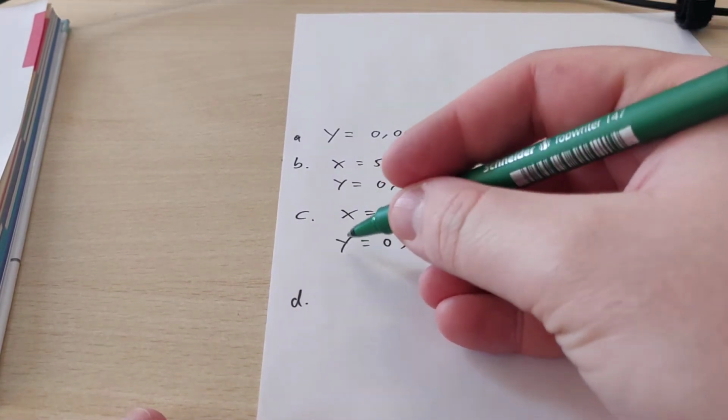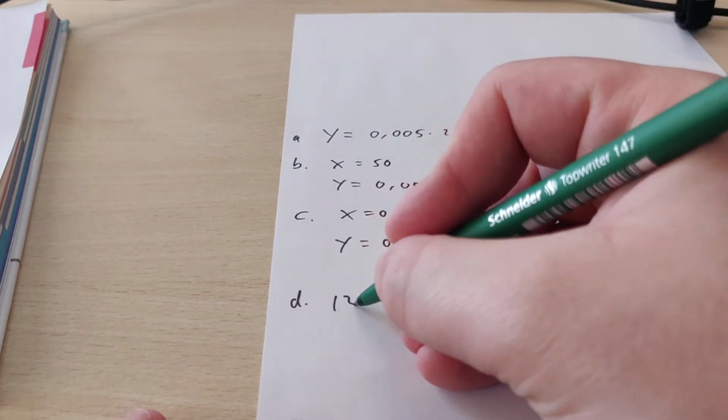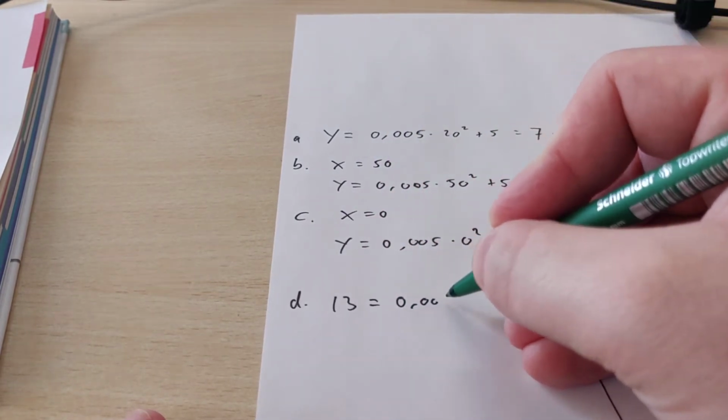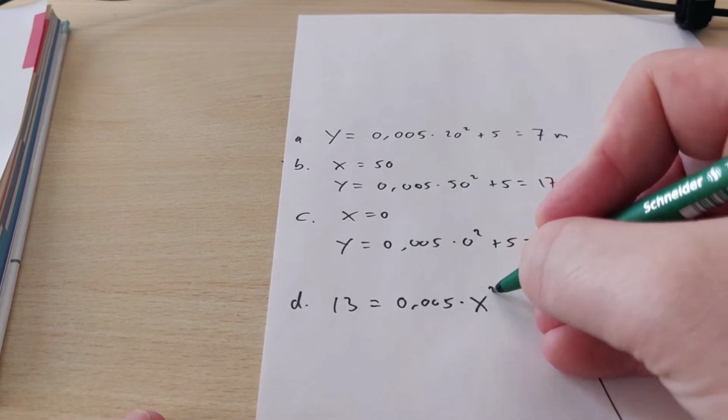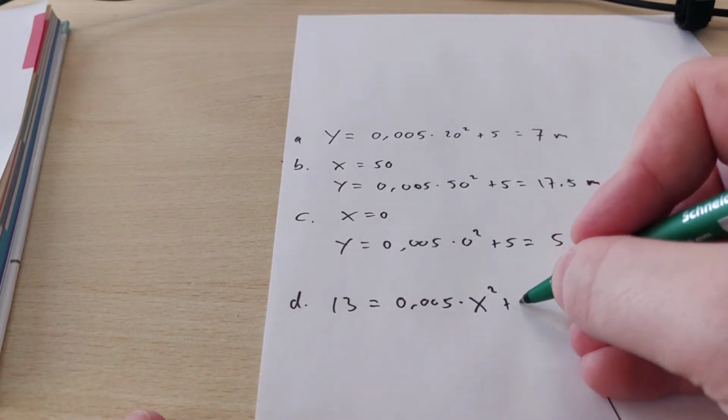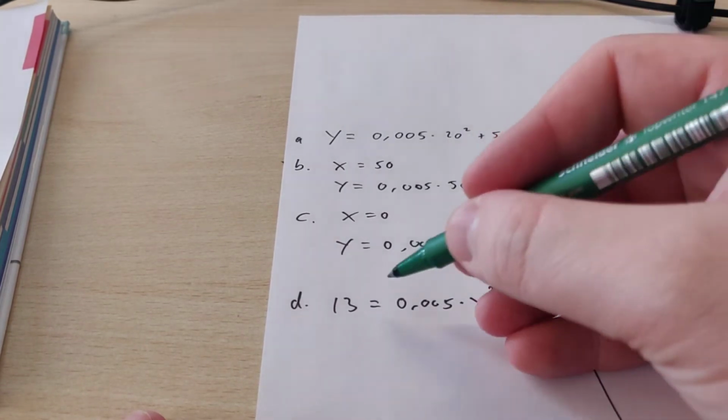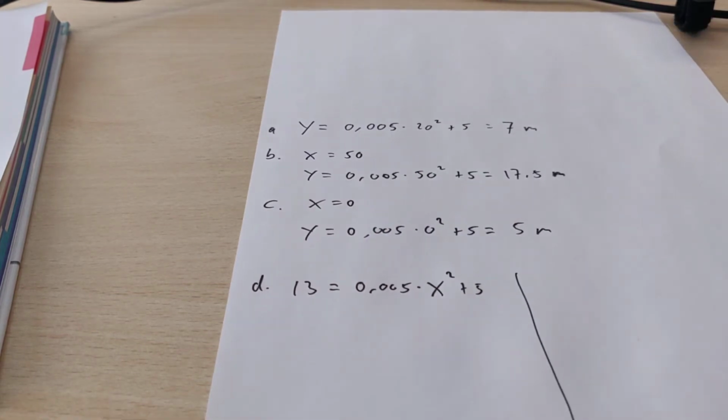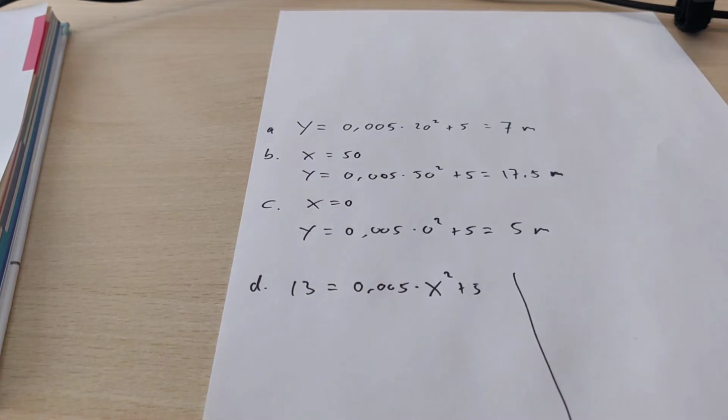We know that the y, that's the height above the water, is 13 now. But the thing that we don't know is the x. We don't know what the x is. But if we knew what the x is and we fill it in, the outcome will be 13. I'm going to show you how to solve this. This is called an equation, but you don't need to know that word for now.